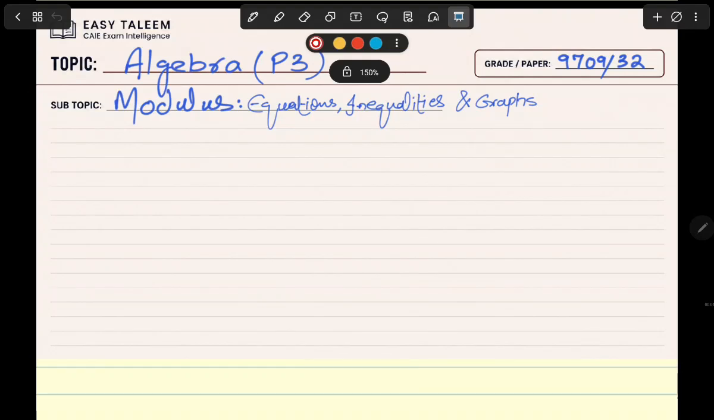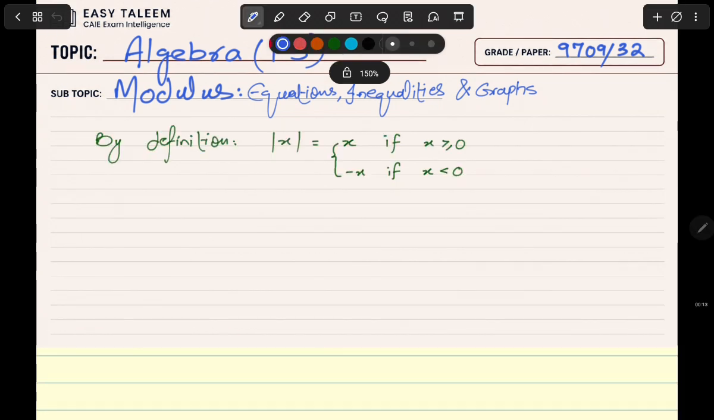Most students learn modulus incorrectly. They memorize cases, they panic in the exam, and today I'm going to show you that modulus is nothing more than distance. Once you understand that, every modulus question becomes easier.